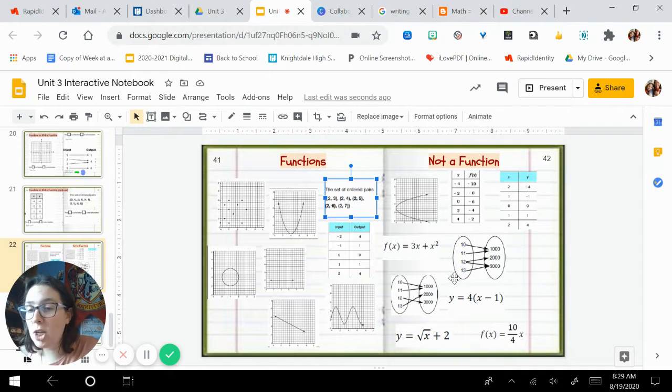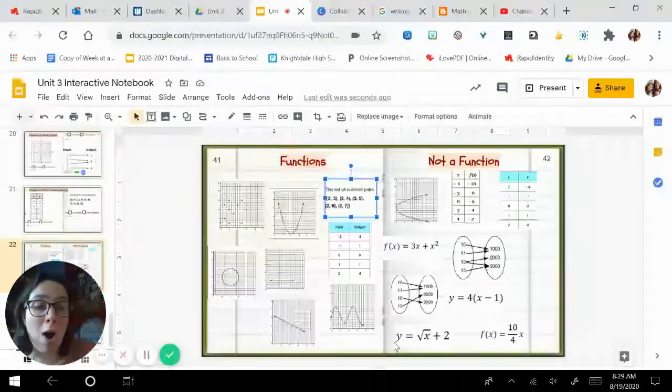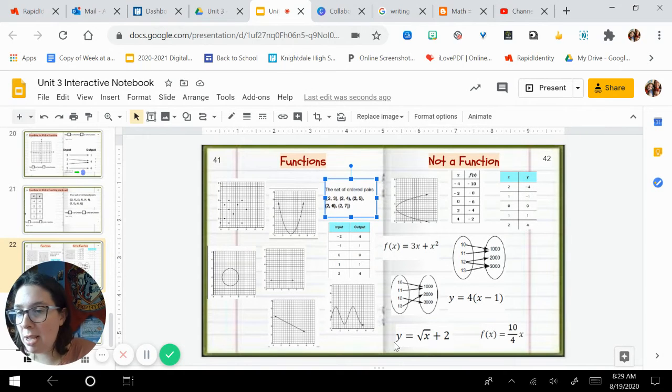So remember, a function has exactly one output for every input. It means x's can't repeat. And remember, we can look at the vertical line test for graphs. The x's can't repeat for a table or a set of ordered pairs or the input-output table. Equations, remember, can have f of x. They can also have y. It doesn't mean anything if it's f of x or if it's y. It still is the same type of thing.